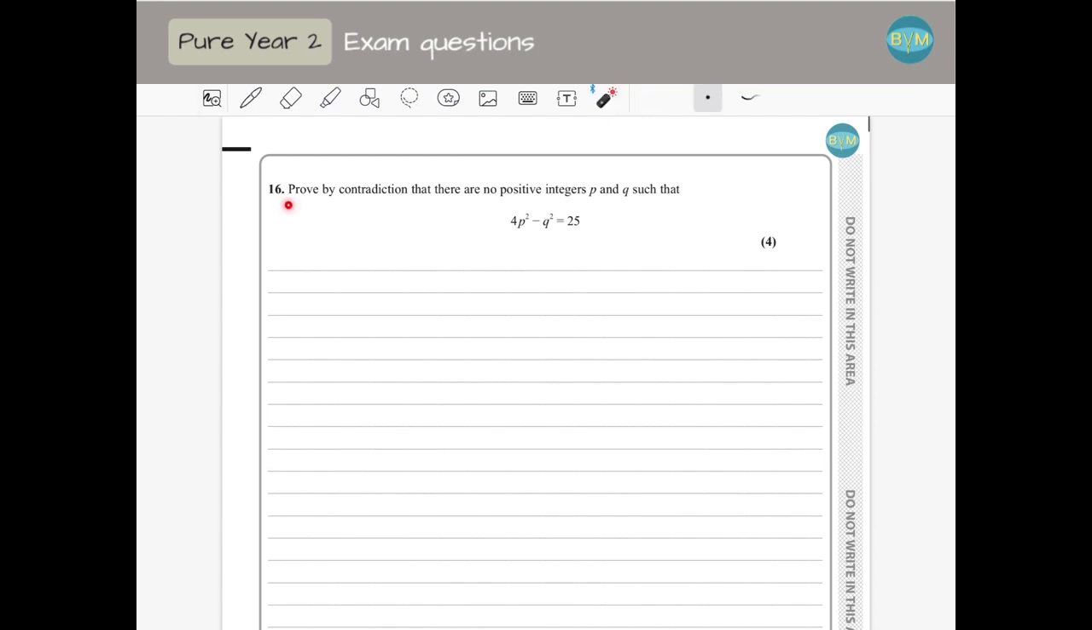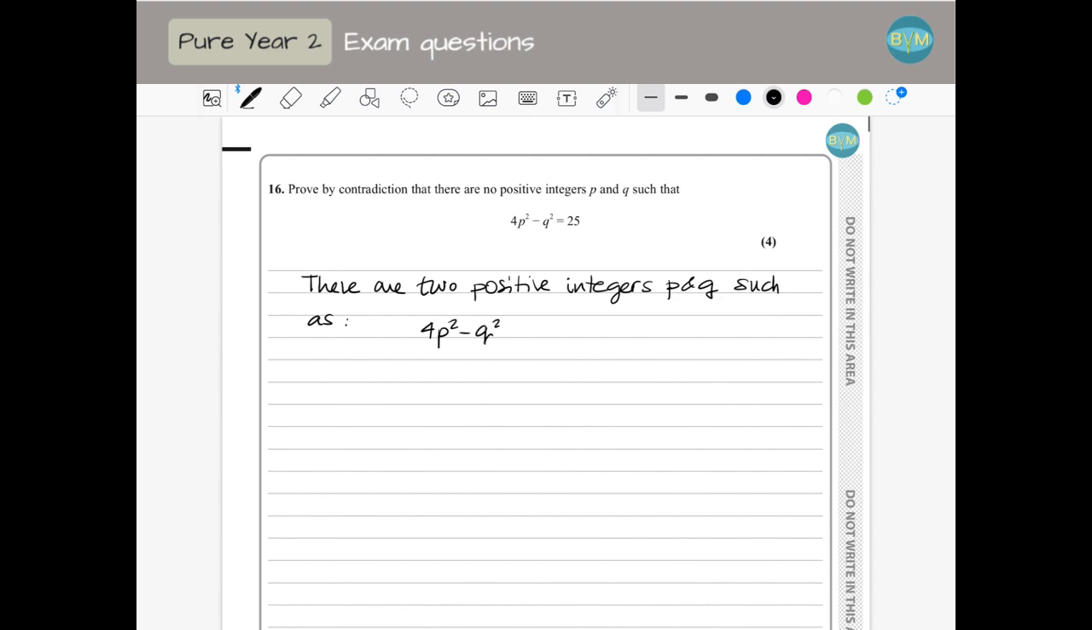So if we have to prove that there are no positive integers p and q such that that happens, we are going to write that there are two positive integers, p and q, such that 4p squared minus q squared is 25.